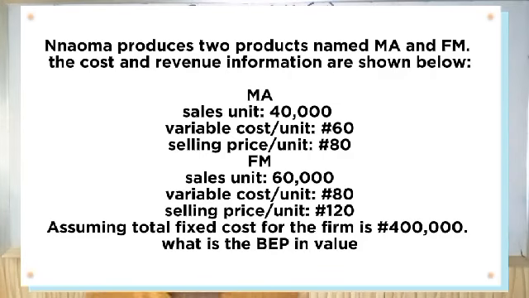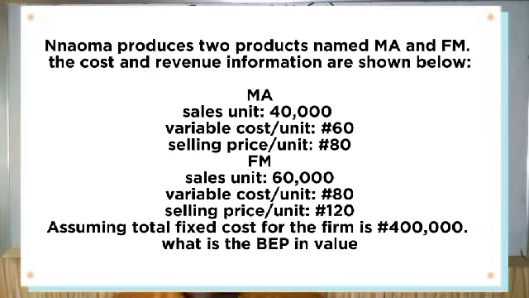Now, using the same question, Nahoma produces two products named MA and FM. The cost and revenue information are shown below: products, sales unit, variable cost per unit, and selling price per unit. For MA, sales unit is 40,000, variable cost per unit is 60 naira, and selling price per unit is 80 naira. For FM, the sales unit is 40,000, variable cost per unit is 80 naira, and selling price is 120.